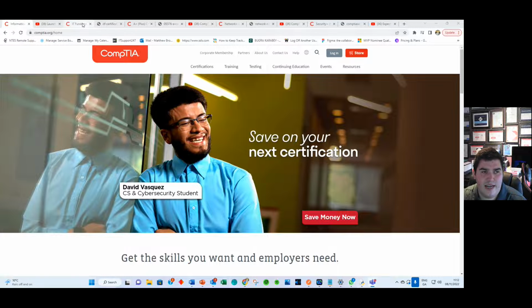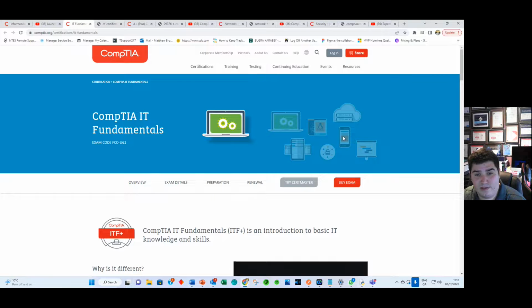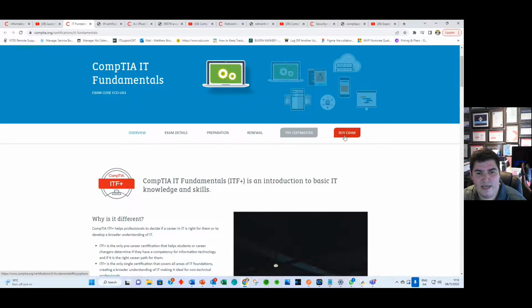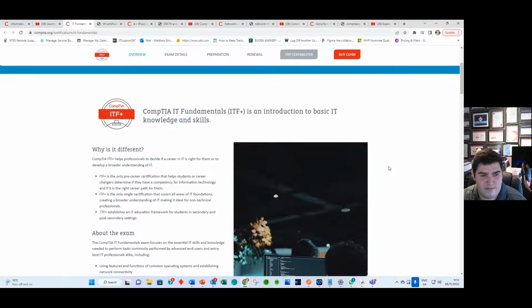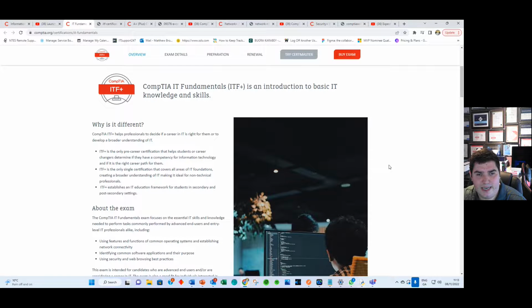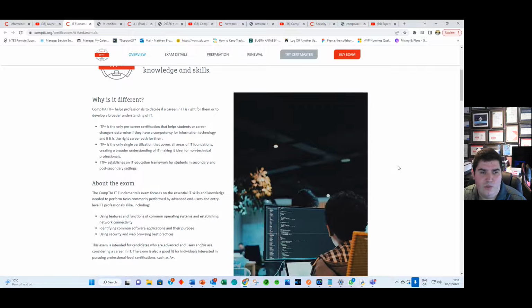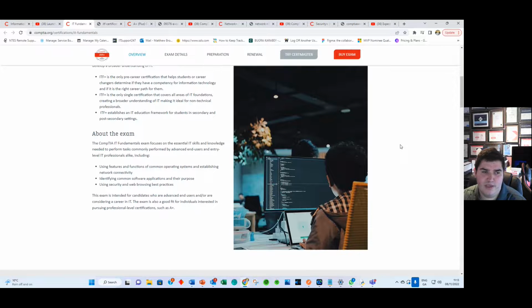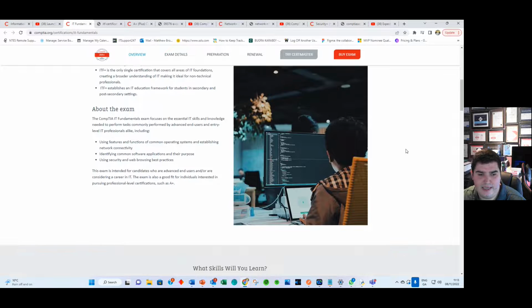So today we're going to look at the IT Fundamentals, which is CompTIA's first course. So the IT Fundamentals, just to break it down for anyone that has never seen it, is a basic entry-level certification. What this does is you're brought into what IT is about, the fundamentals, where you're going to get started, and how you implement this day to day.